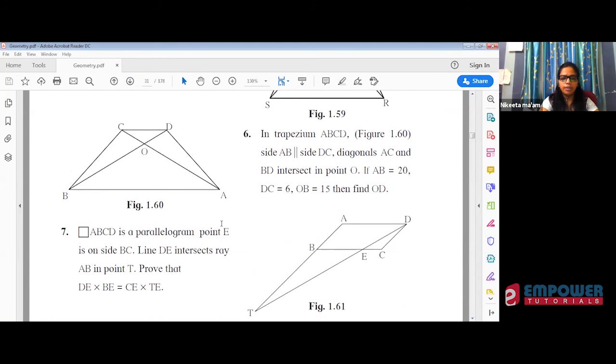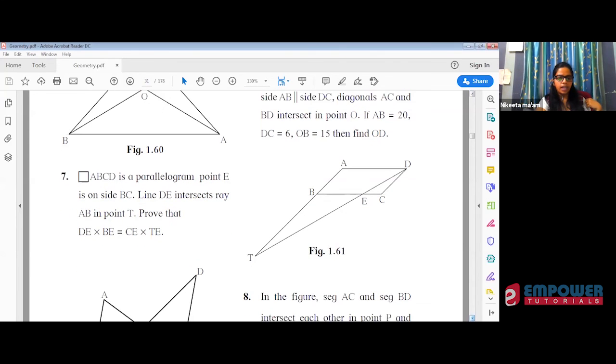In the next problem, if you see, this is a parallelogram, that is ABCD is a parallelogram, and point E is on the side BC. Line DE intersects ray AB at point T. Prove that DE into BE is equal to CE into TE.